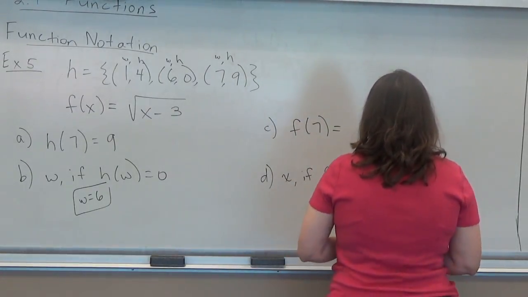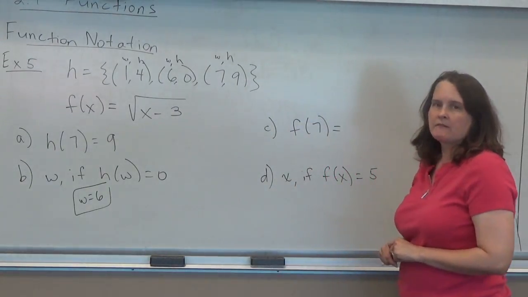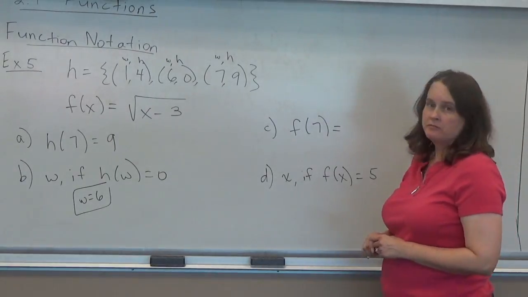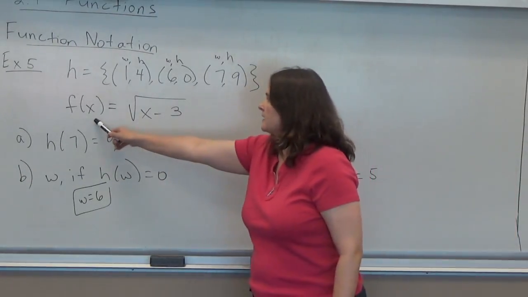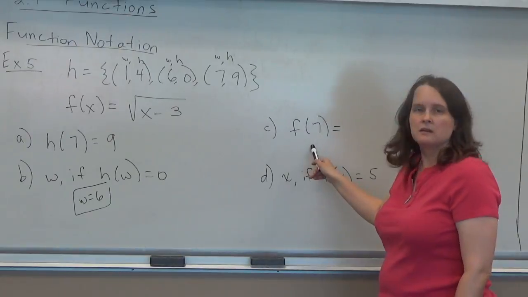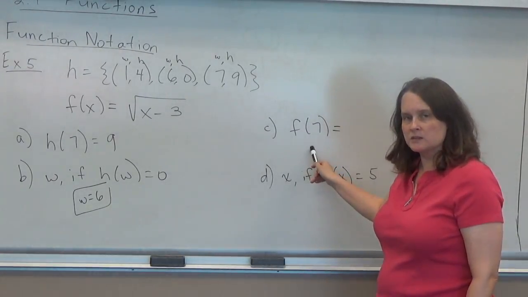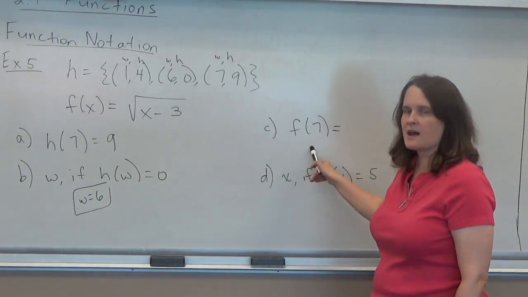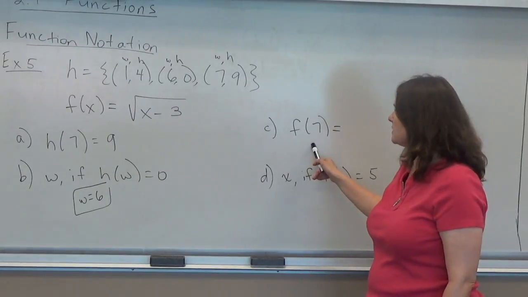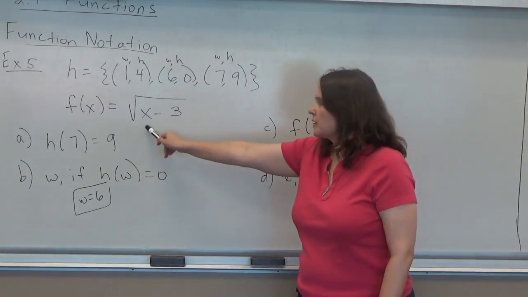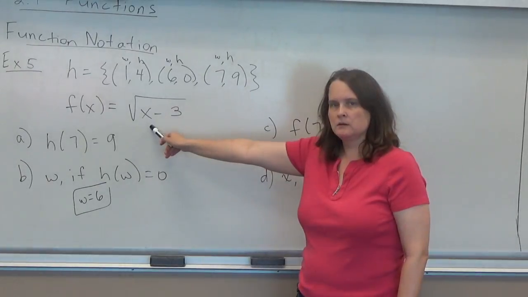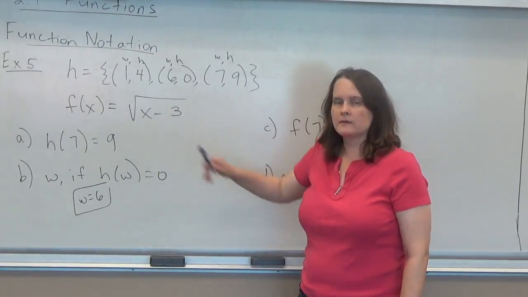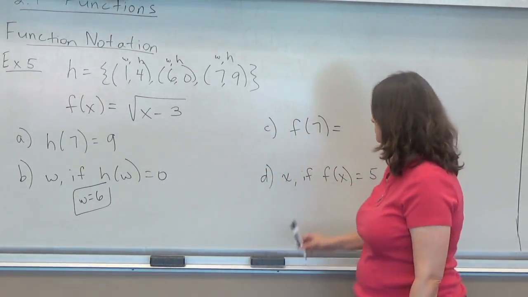For part C, I'm asked to evaluate f of 7. So I need to find my f function, which will be here, f of x. And then if x equals 7, what is y? That's what this is asking me. If x equals 7, then I'm going to have the square root of 7 minus 3, or the square root of 4. And the square root of 4 would give me 2. So my answer is 2.